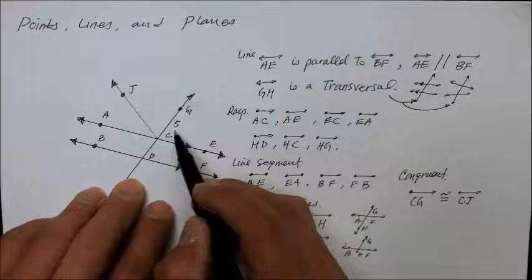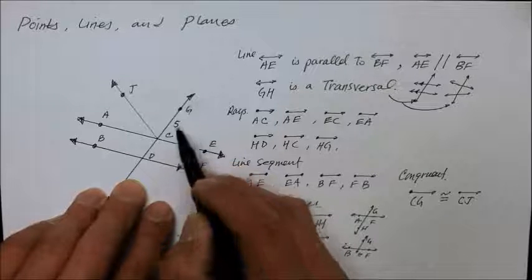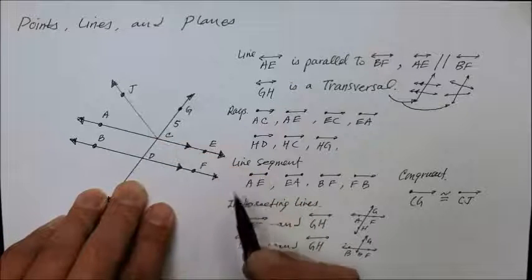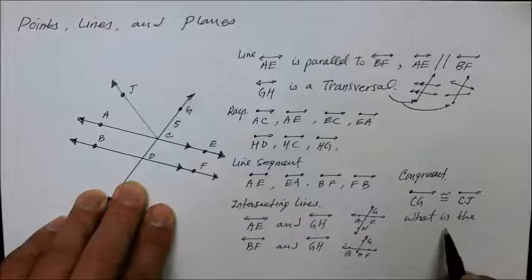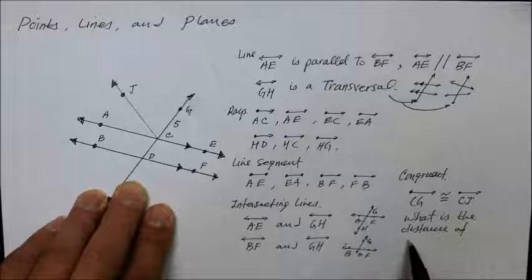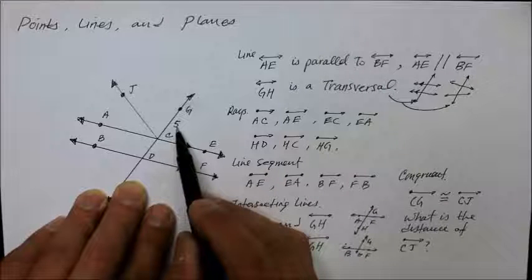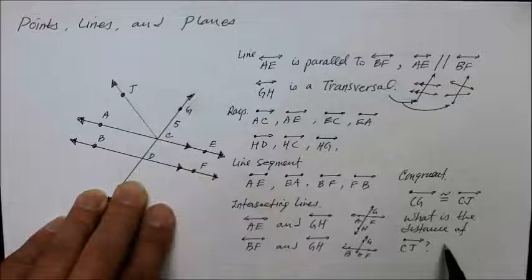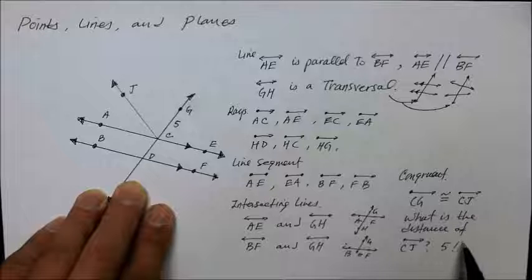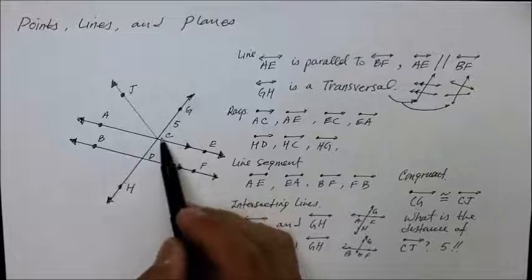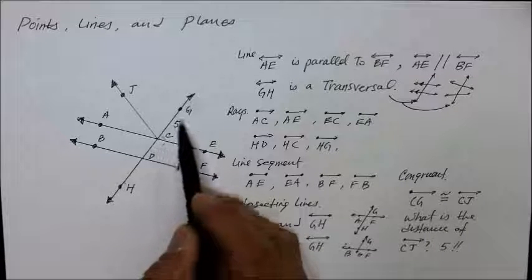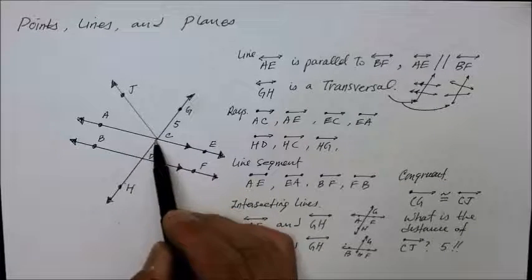But if a book tells you CG is congruent to the ray CJ, and if CG is given as 5 units, then you know what is the distance of the ray CJ. Because CG is 5, then CJ should also be 5. Ta-da! So don't let what it looks like deceive you. If they tell you this is congruent, then this is also 5 as well.